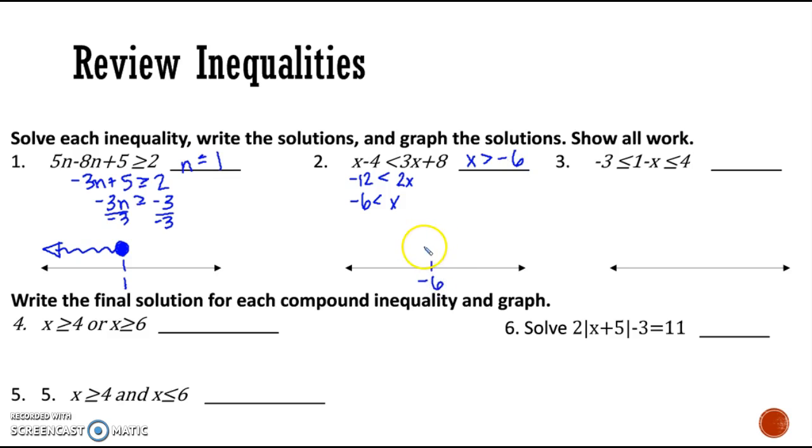So I'll go to negative 6. And this time put an open circle because it's just greater than. And I want all the x's that are bigger than negative 6. So I'm going to shade to the right.